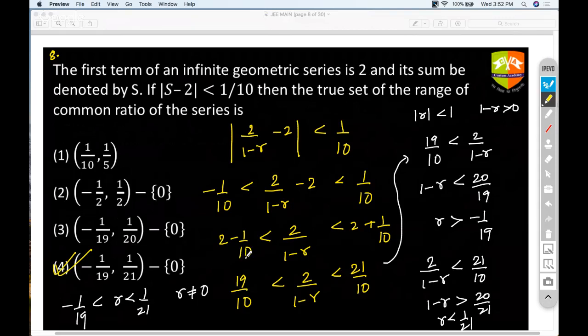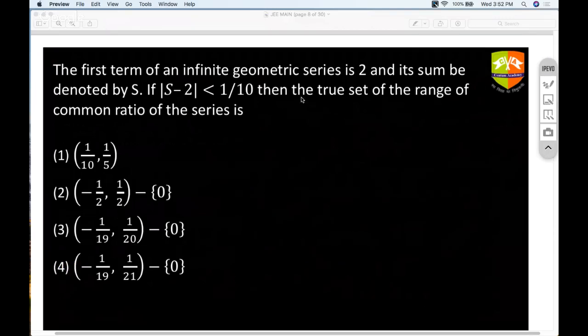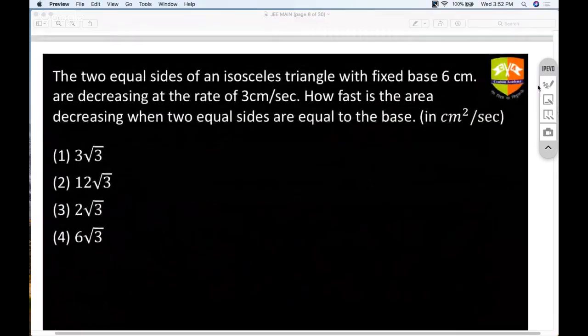Simple question. Just was testing your concept of inequalities. That's it. So without much ado, we'll move on to the 9th question.